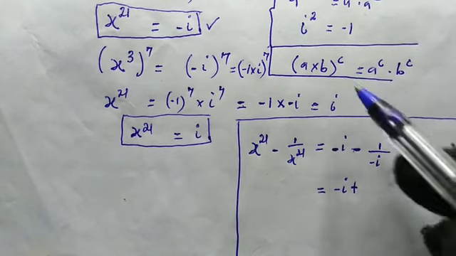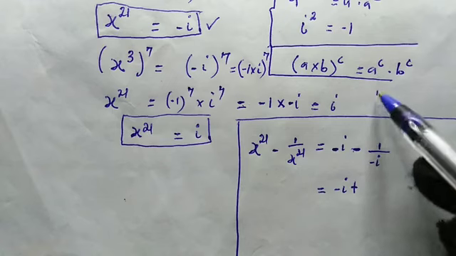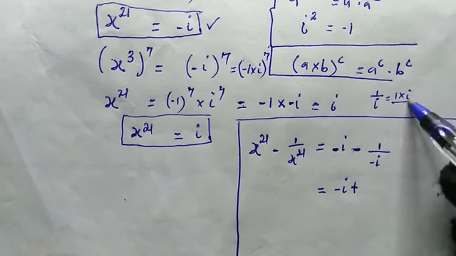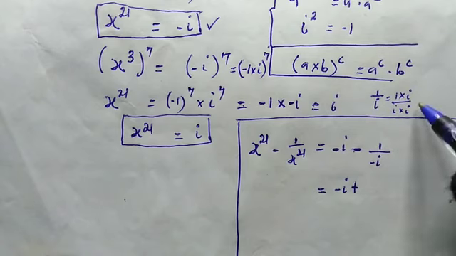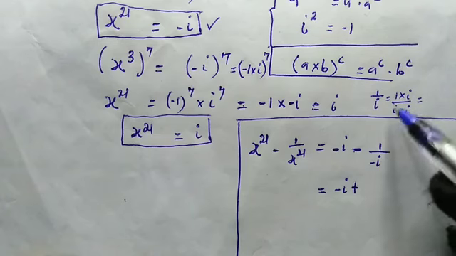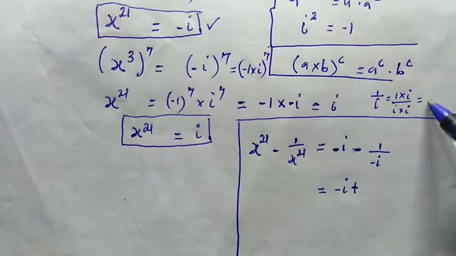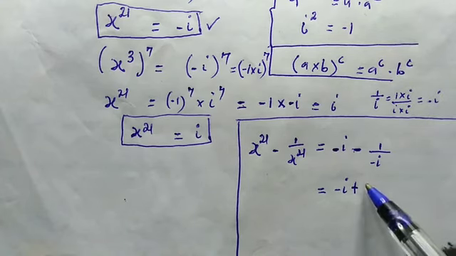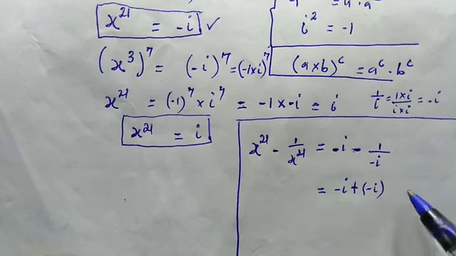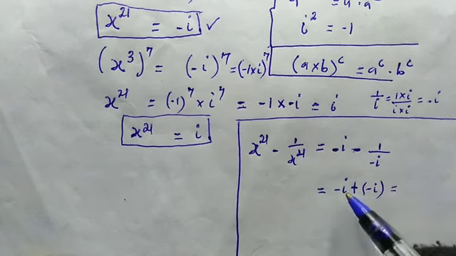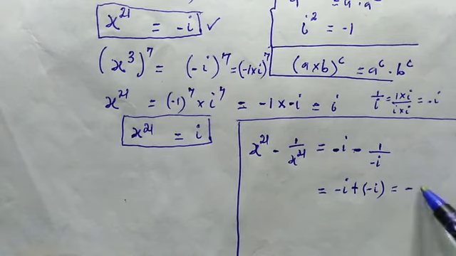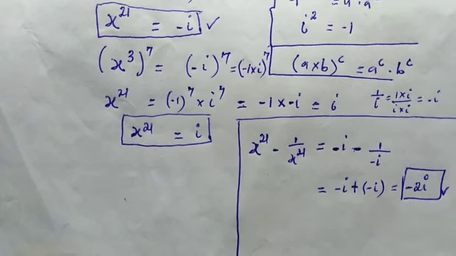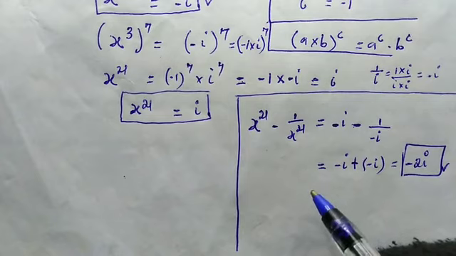Okay, now what of 1 over i? 1 over i is equal to 1 times i over i times i. And here the bottom is i squared, which is negative 1, so we have negative i, right? So here we're going to have, in brackets, a negative i. And from here, we simplify this as negative i minus i, which is negative 2i.